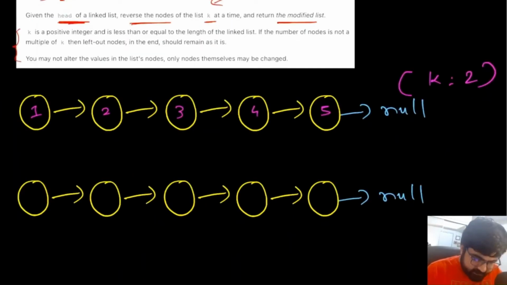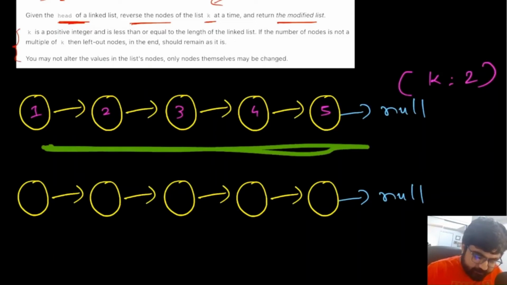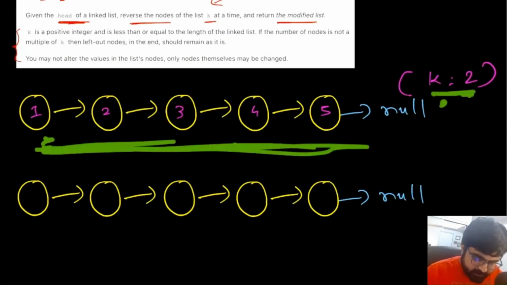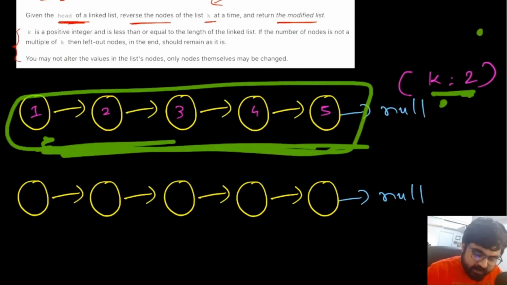Let's try to understand this with an example. If we see, in this case, we are given a linked list and we are given the value k equal to 2. Now, if we understand the problem statement, basically we need to reverse the nodes inside this given linked list k at a time. So in this case, 2 nodes are given.